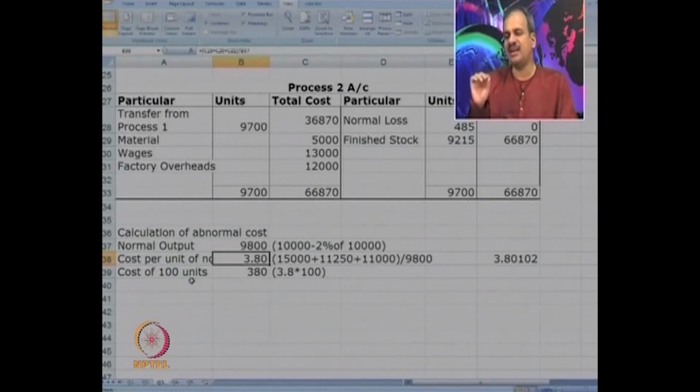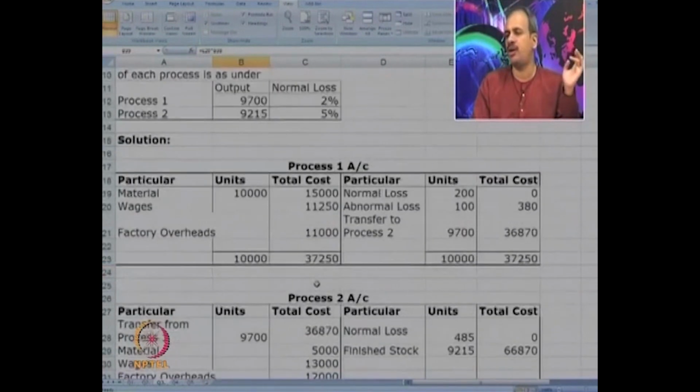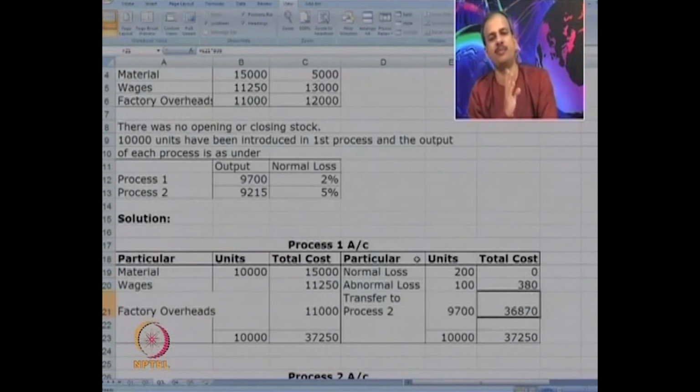Now we know that 100 unit is an abnormal loss. So 100 into 3.8, 380 rupees will be charged as an abnormal loss, and the output, which is 9,700 units, that will be charged at 9,700 into 3.8. You can see here. So 100 units, we have taken the cost to be 380, and the balance is charged to 9,700 at 3.8. So it is 36,870. It's clear to you? Now let us try to make process 2 account.